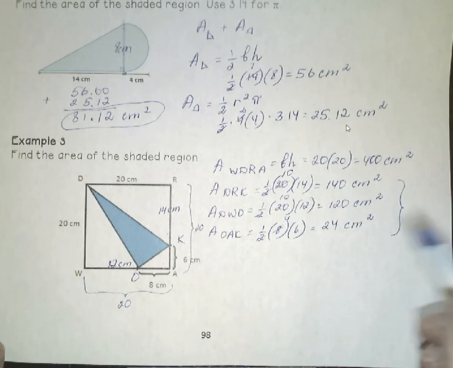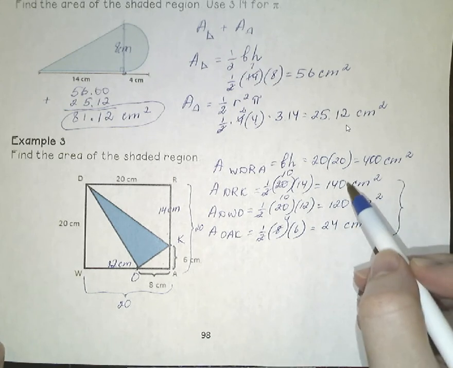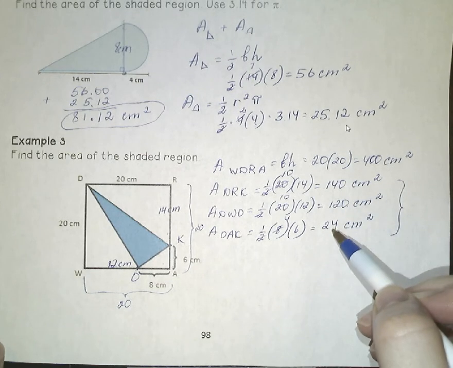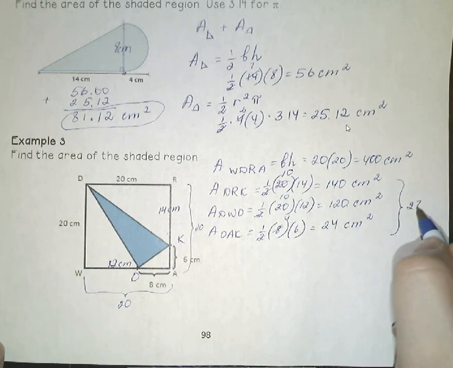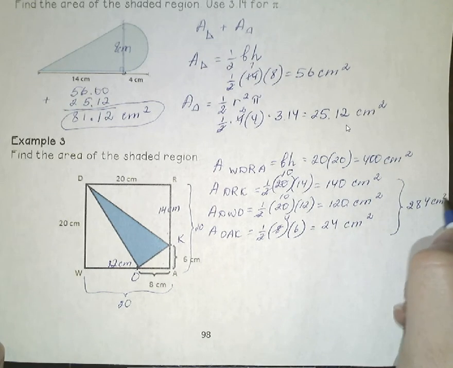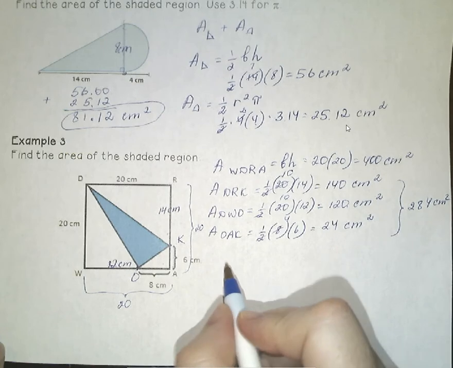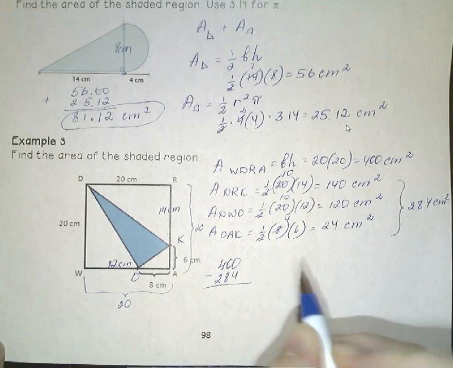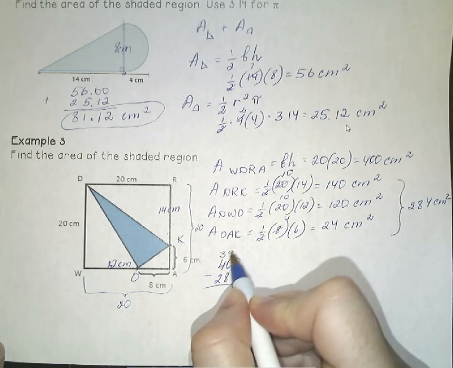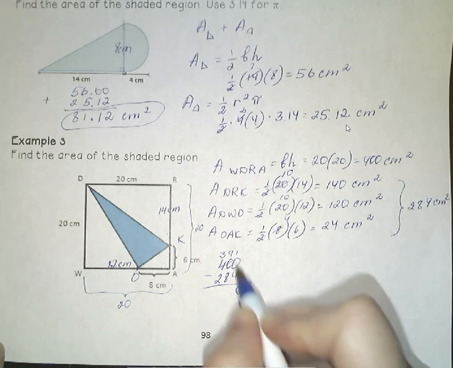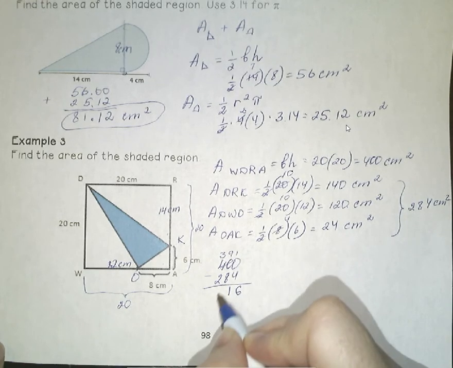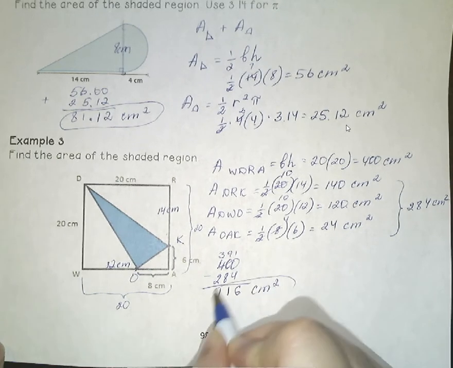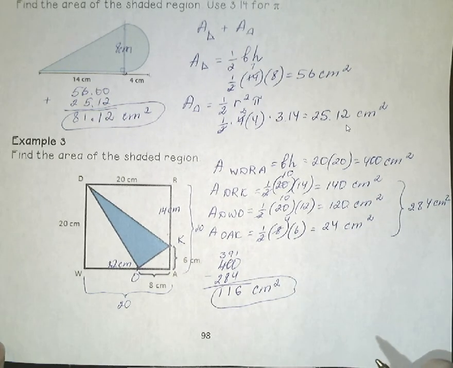Now let's combine these three triangles. 140 plus 120 is 260. 260 plus 24, 284 centimeters squared. So now we will subtract 400 and 284. Okay, so 10 minus 4 is 6, 9 minus 8 is 1, 3 minus 2 is 1. 116 centimeters squared is going to be the area of the shaded region.